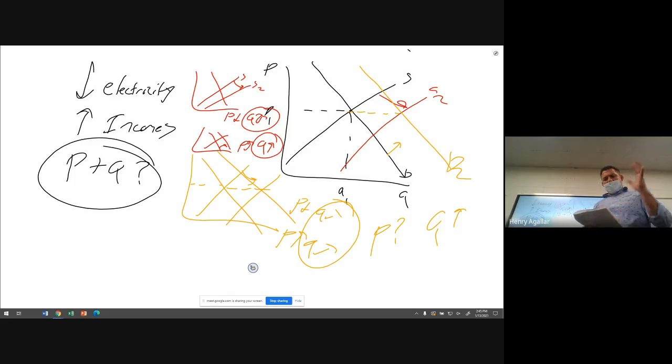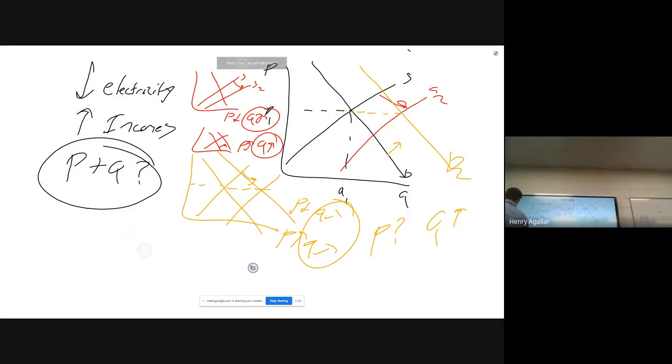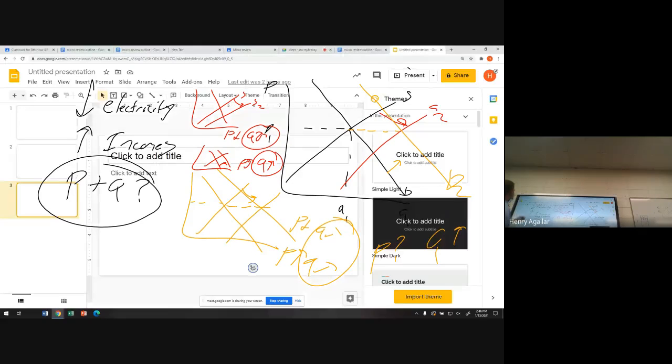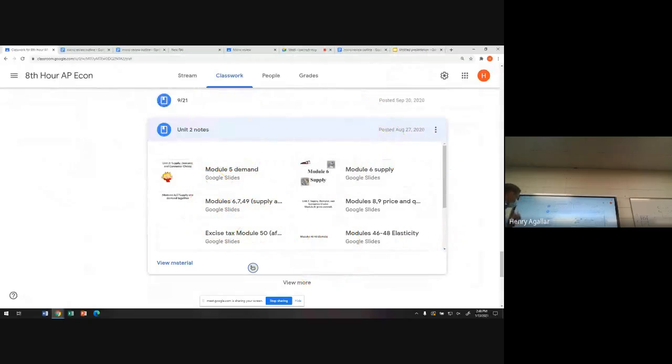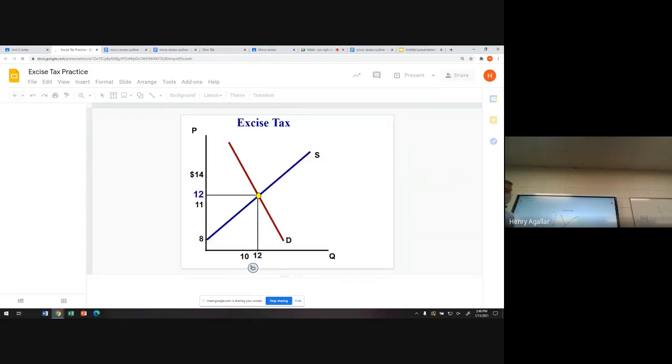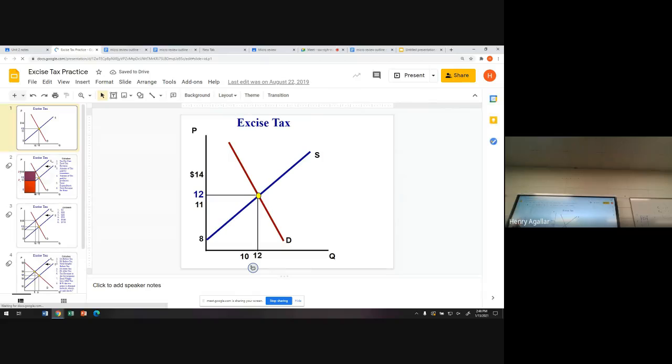Quotas, you no longer have to graph, so I don't think we need to worry about that. Taxes, you definitely should know taxes. So let's talk about taxes real quick here. And there's really some great practice you can look at. I have a tax slide and so on, a whole PowerPoint dedicated to it, right? Taxes.